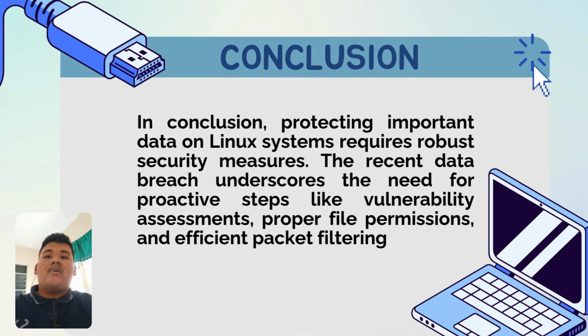In conclusion, protecting important data on a Linux system requires robust security measures. The recent data breach underscores the need for proactive steps like vulnerability assessment, proper file permissions, and efficient packet filtering. Tools like Lynis can effectively identify and address vulnerabilities. It is also important to take preventive measures, such as regular software updates and account updates. We can also use commands like chmod to ensure only authorized users access the sensitive data. Last but not least, packet filtering with tools like iptables can block malicious traffic and secure the network.